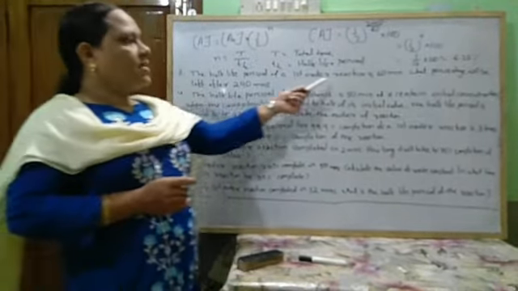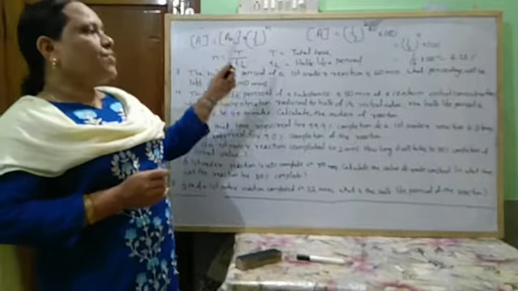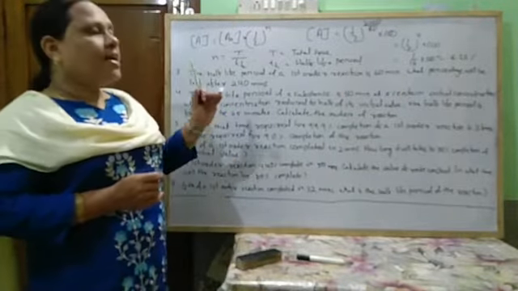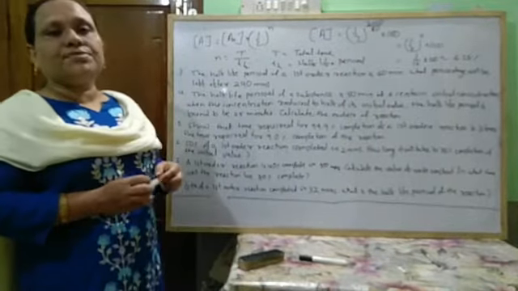The half-life period of the first order reaction is 60 minutes. What percentage will be left after 250 minutes? That is equal to 4 half-lives, and then there are 4 half-lives. So only 6.25 percentage will remain.